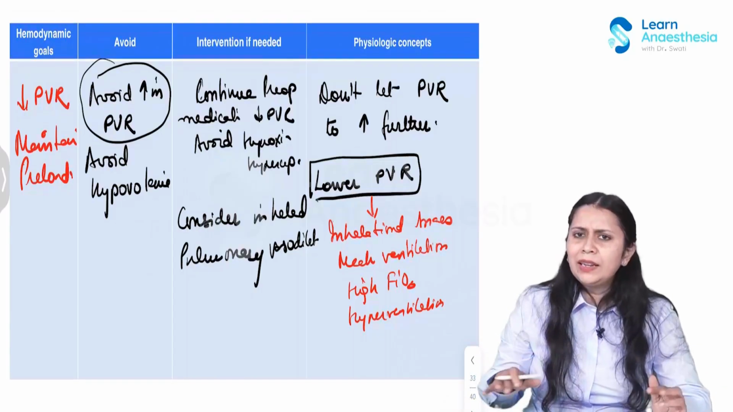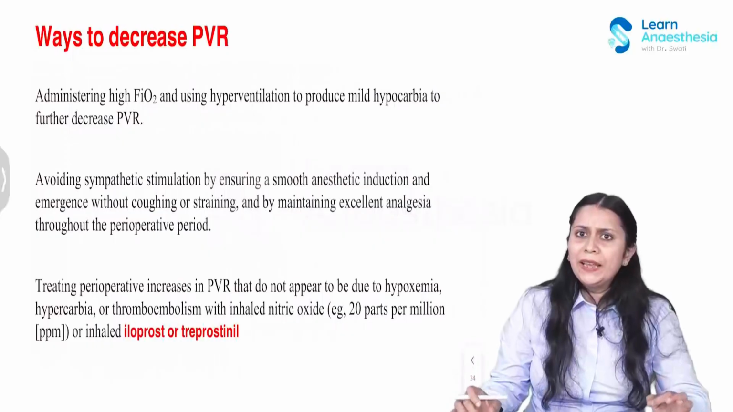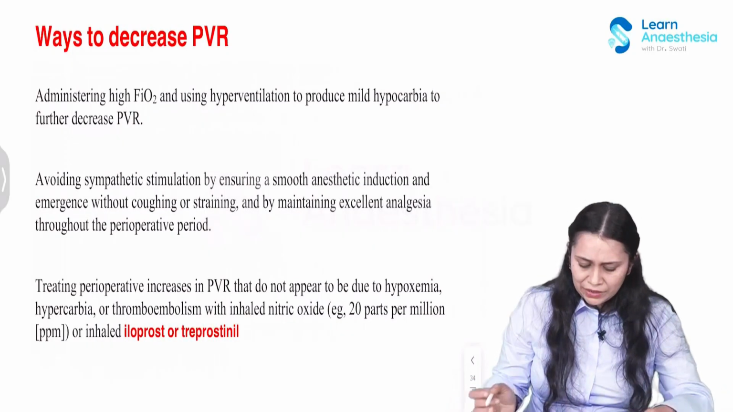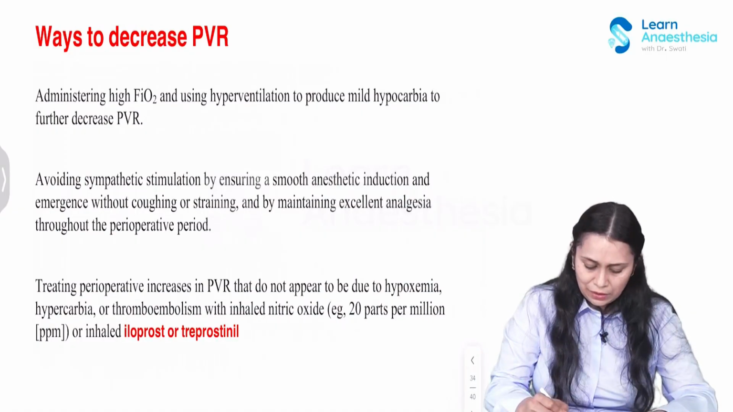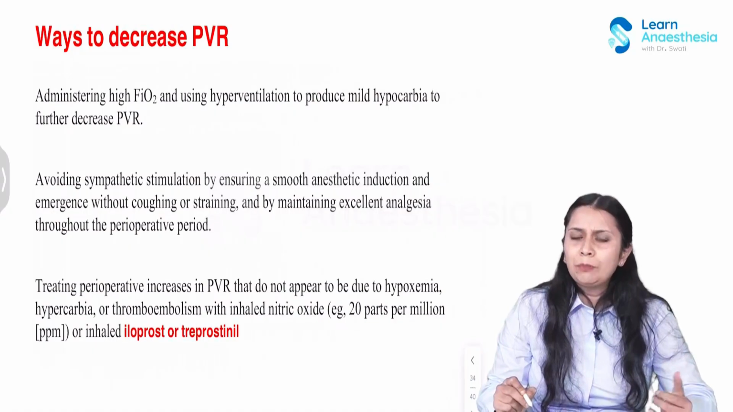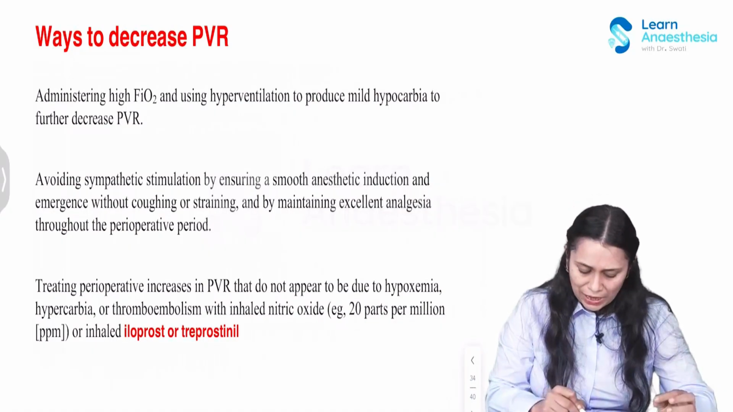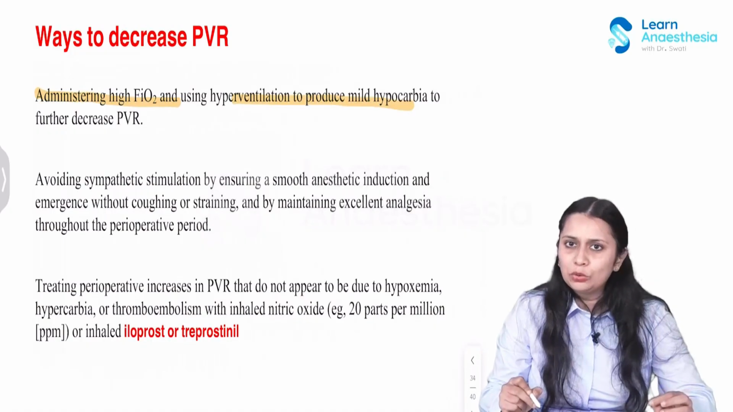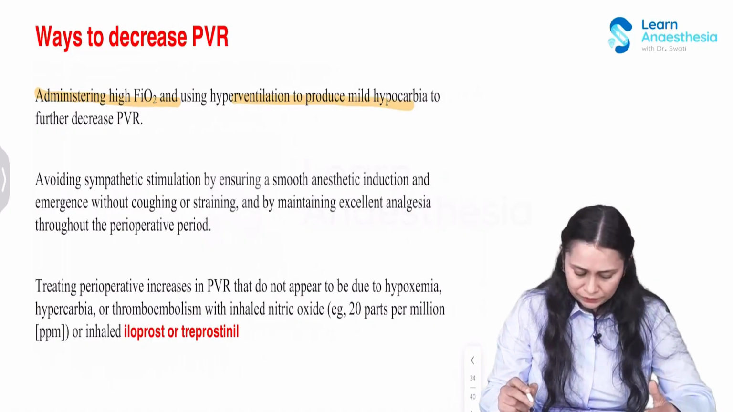So once again, let us see what are the ways to decrease the pulmonary vascular resistance. How can I decrease the pulmonary vascular resistance? Hyperoxia is one of the potent pulmonary vasodilators. So administer high FiO2 and decrease the CO2: hyperoxia and hypocarbia.